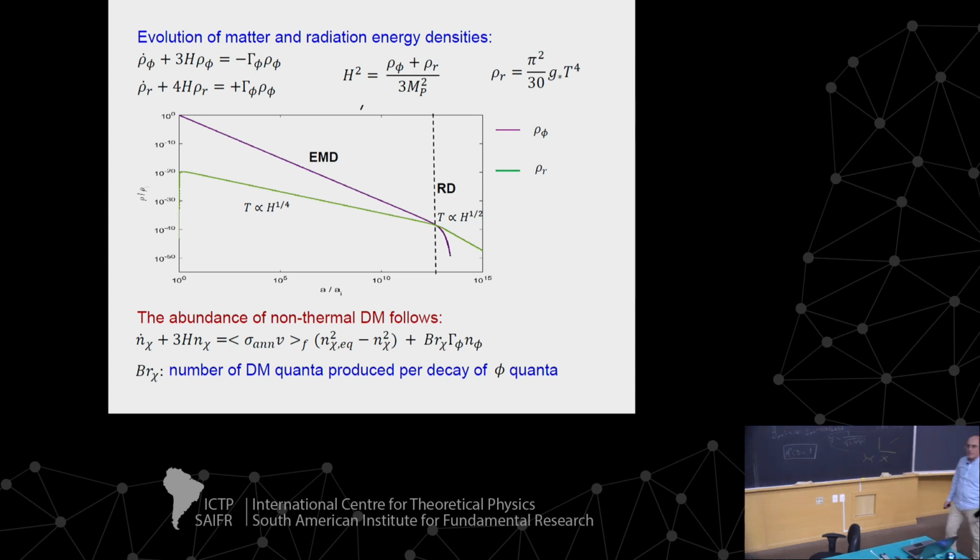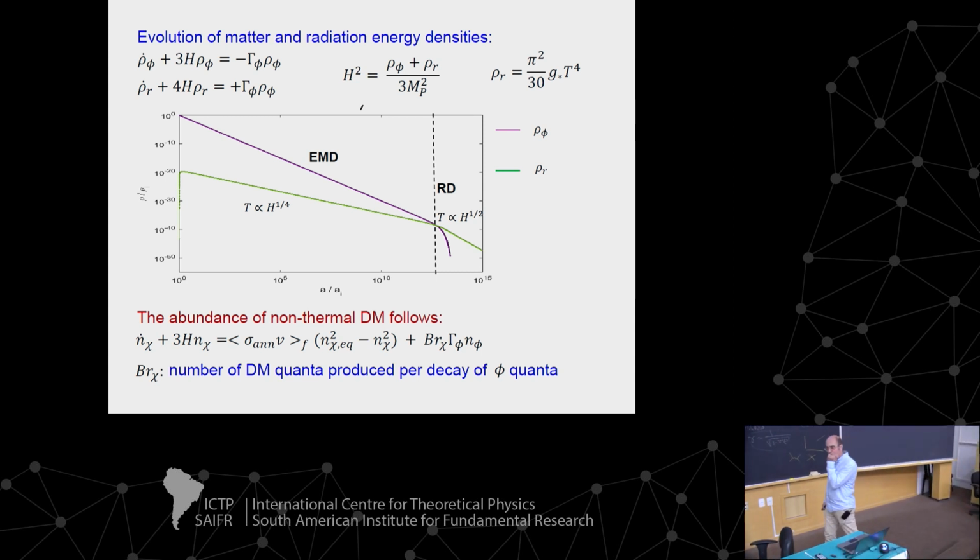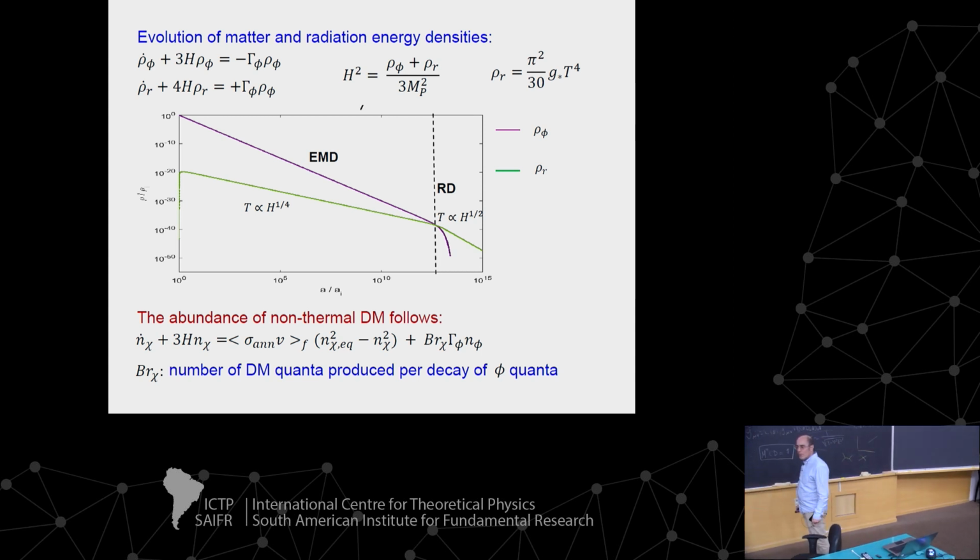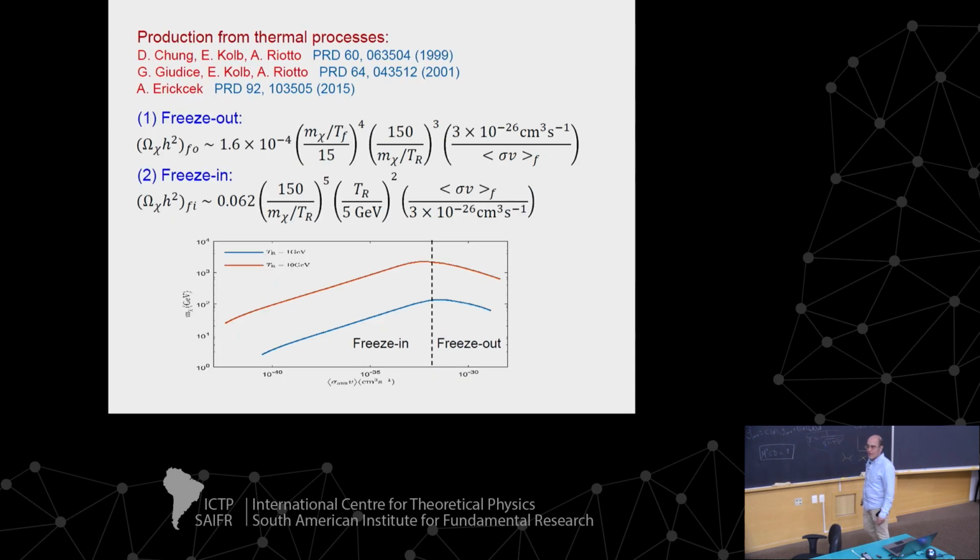The lifetime of phi: phi will decay after the thermal freeze out. That's the whole point, because if it happens before, then we are back to the standard scenario. That's why you need a small gamma phi, and Planck suppressed couplings help. Okay.